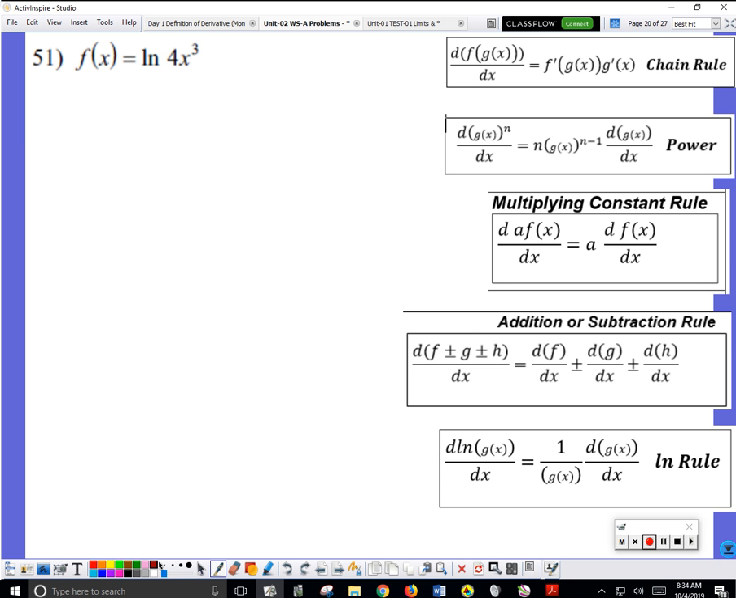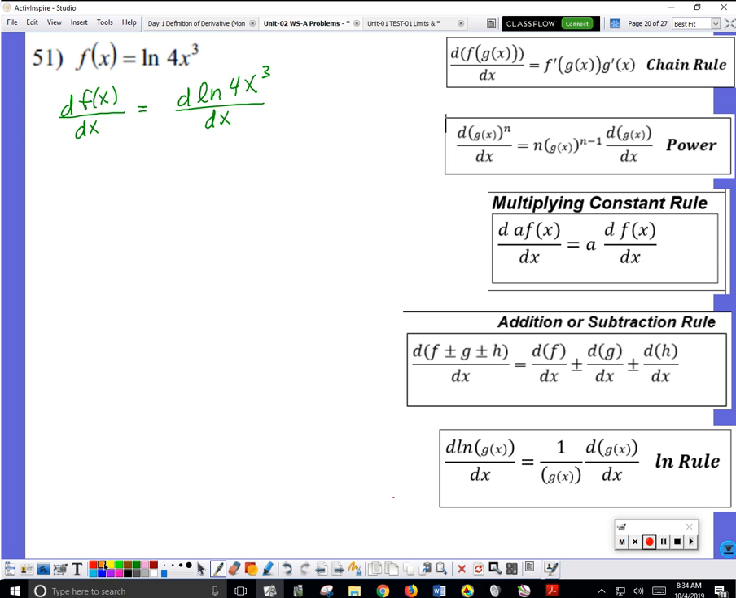Okay, first step is always the same. We take the derivative of both sides of the equation. So, d of f of x over dx must equal d of natural log 4x cubed over dx.